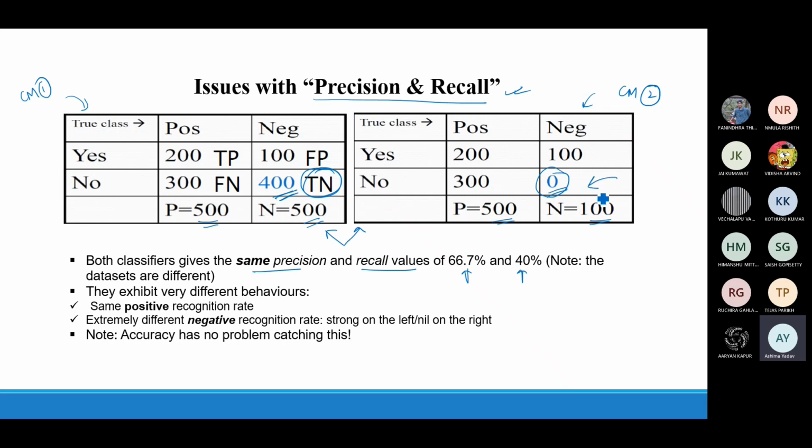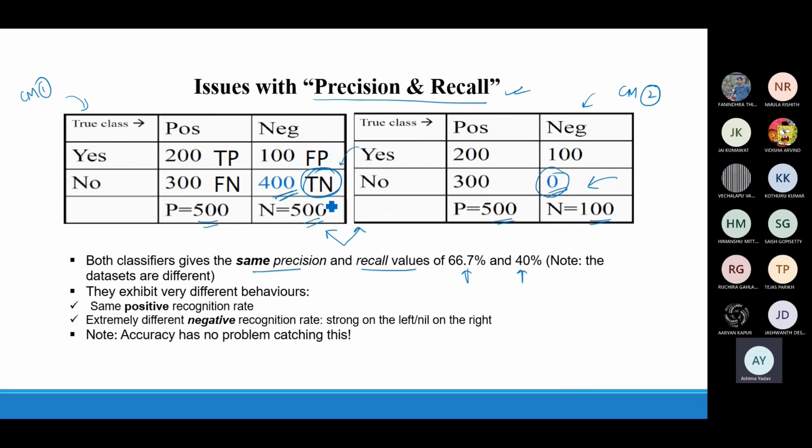In this particular case, the true negative rate is very high. The model has correctly identified the true negative samples. But in this other case, the true negative rate is 0. The model is not able to predict any true class which belongs to this no class. So the negative recognition rate is 0. However, if you calculate the precision and recall, it will be the same.